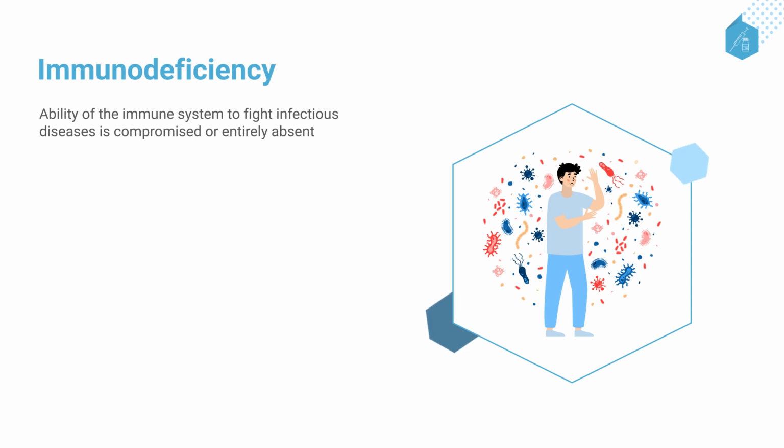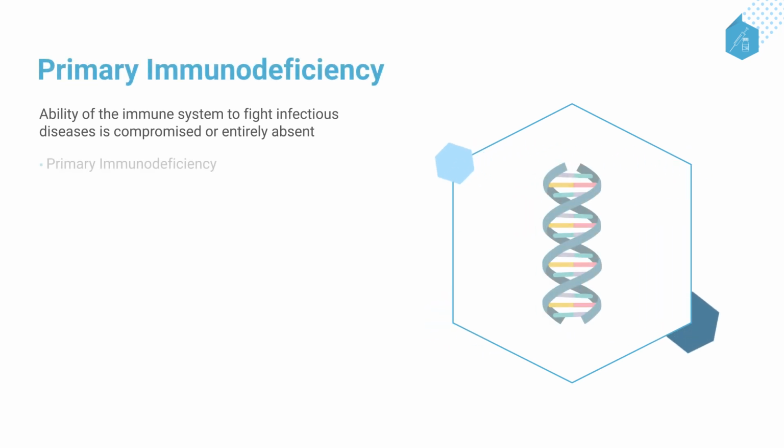Immunodeficiency. It is a condition in which the ability of the immune system to fight infectious diseases is compromised or entirely absent. There are two kinds of immunodeficiencies. Primary immunodeficiency. This is hereditary and is caused by genetic defects. Example, X-linked agammaglobulinemia, XLA, common variable immunodeficiency or CVID.